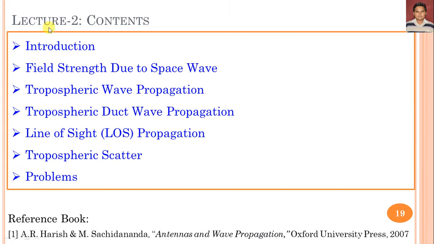The following contents will be addressed during lecture 2 of this wave propagation series: the field strengths due to the space wave, tropospheric wave propagation, tropospheric duct wave propagation, line of sight propagation, tropospheric scatter, and some problems based on tropospheric wave propagation. The contents of this lecture are prepared with the help of this reference book.